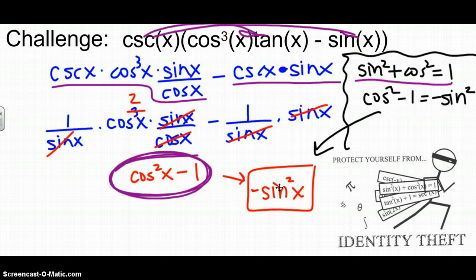Simplifying trig expressions. Next time we're going to start proving them. Get excited.